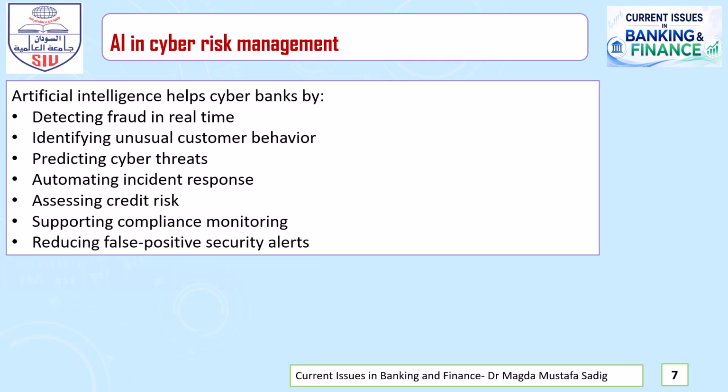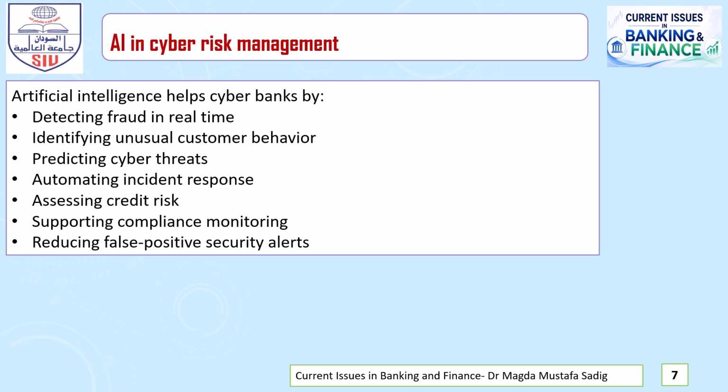Before this, we have to talk about automating incident response. Artificial intelligence automatically isolates infected systems, blocks malicious traffic, and alerts security teams.